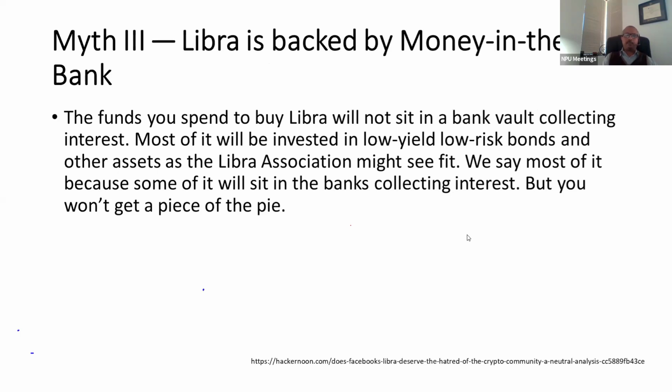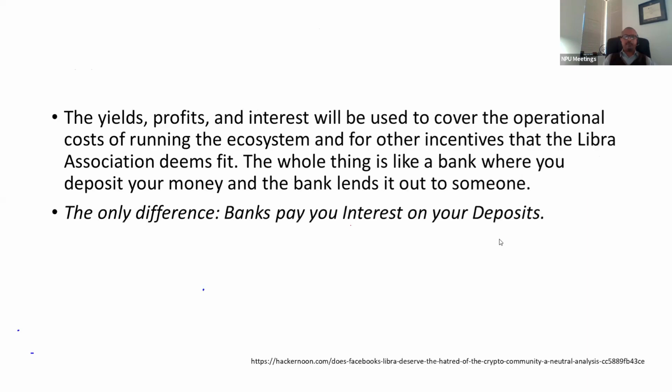The third one is money in the bank. Whatever you deposit, whatever the 28 or 100 members of the Libra organization deposit, it's not going to stay there. What they're going to do is use that to invest. There will be a small part to keep as cash just in case people want to convert Libra into cash and take their money. And this is another problem we'll talk about in a second. The only difference is that banks pay you interest on your deposit, but in the case of Libra, you don't get any interest. You get the Libra instead of that.